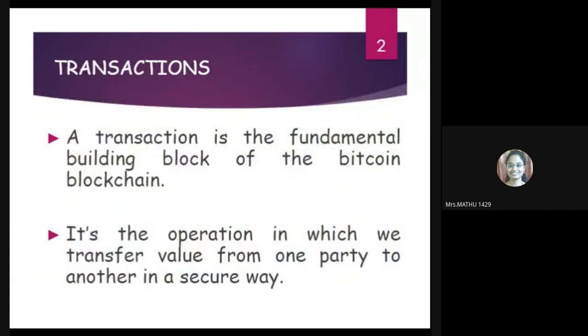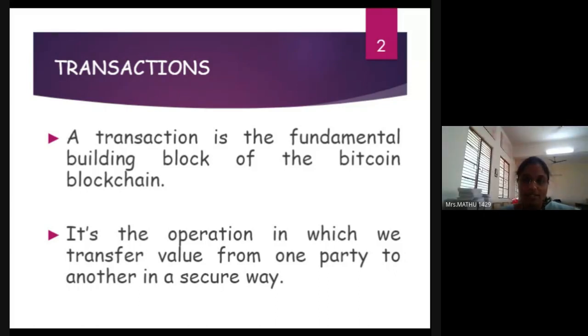In the Bitcoin blockchain, the transaction is the fundamental building block. This transaction is the main thing. A blockchain is a chain of blocks, or a collection of blocks, and each block is a collection of transactions. So the transaction is the fundamental building block. It is the operation in which we transfer value from one party to another, between the sender and the receiver, in a secure way.